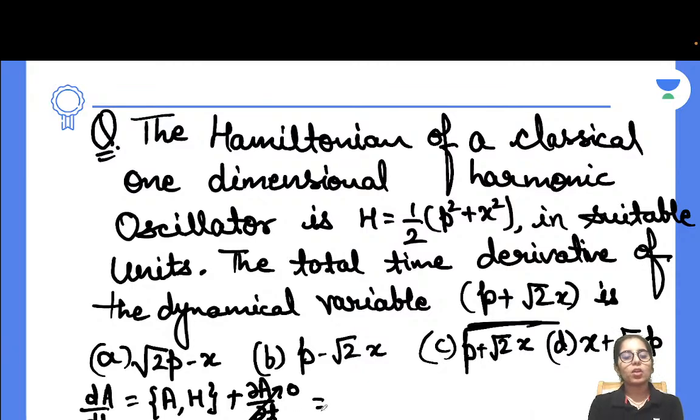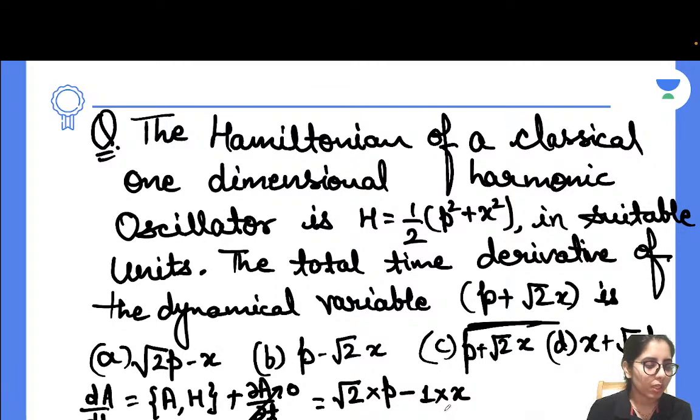And the Poisson bracket of A with H will be what? The first function partial differentiation with respect to x, second one with respect to p, minus first one with respect to p, second one with respect to x. So root 2p minus x, which is option A, and that is the correct option. Please tell me if anybody has any doubt, we can talk about it. But if everything is clear, that's great. So option A is the correct option here, okay?